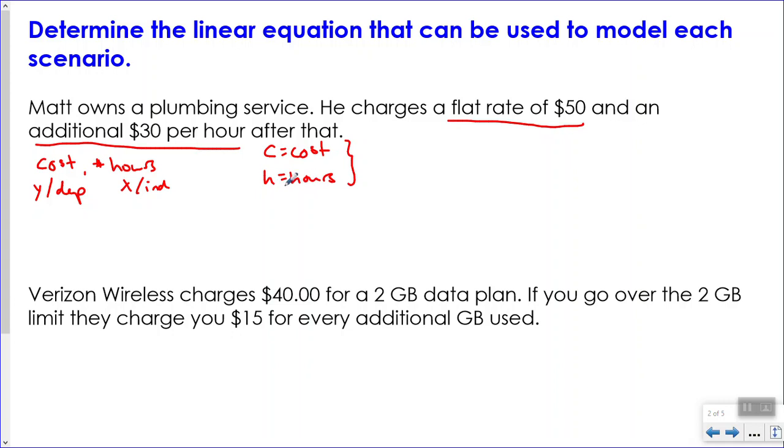So now we want to figure out what our equation is going to look like. So we know we're going to be figuring out what our cost is, and that's going to be equal to our flat rate of $50, which when we talk about flat rate, this means it's like a one-time thing. We're only going to pay it once. So basically he charges you $50 to come to your house, and then an additional $30 per hour after that. Anywhere we see the word per, that's a good hint that we're going to have some multiplication there as well.